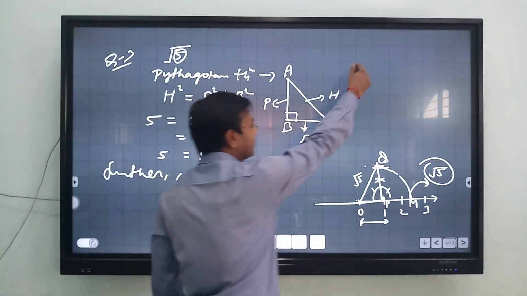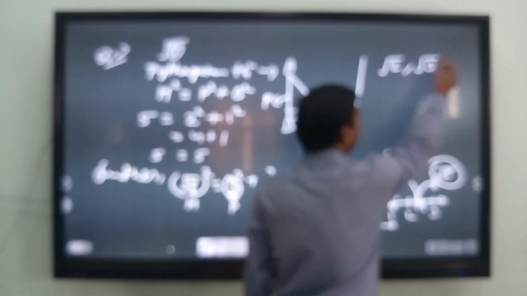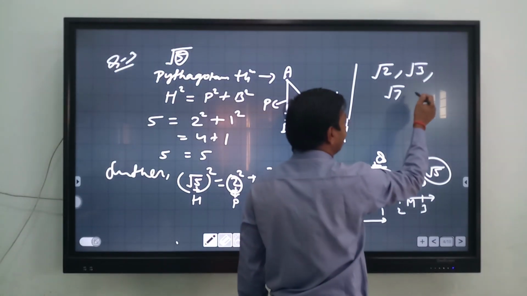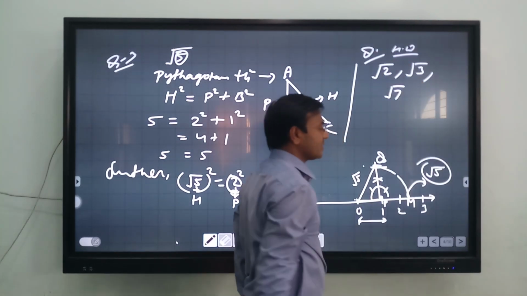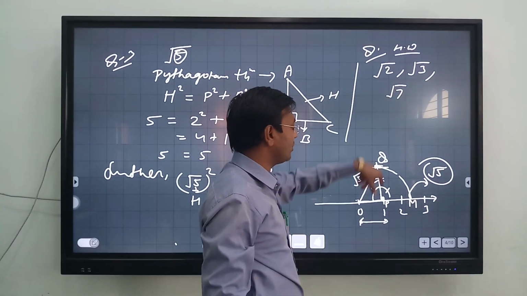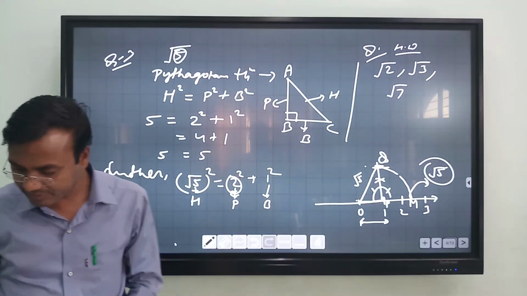So now your homework is to complete these questions: under root 2, under root 3, under root 7. This is your homework. Okay. Practice doing these square root values geometrically. And hence exercise 1.2 is over.